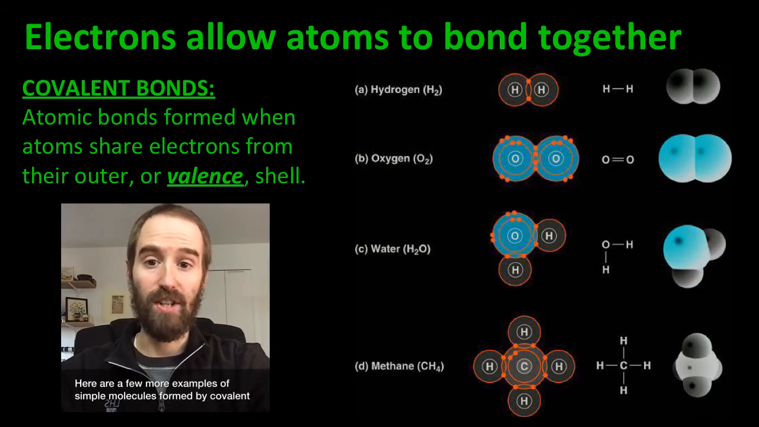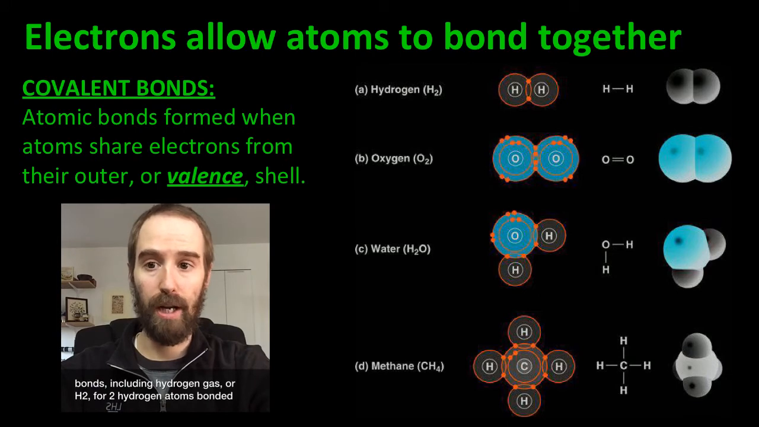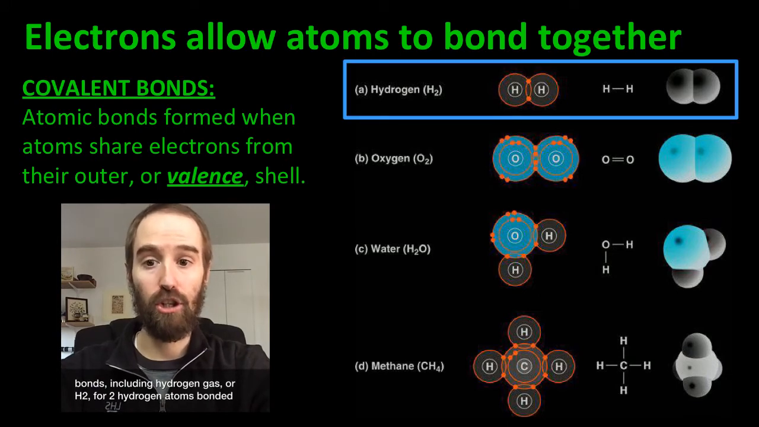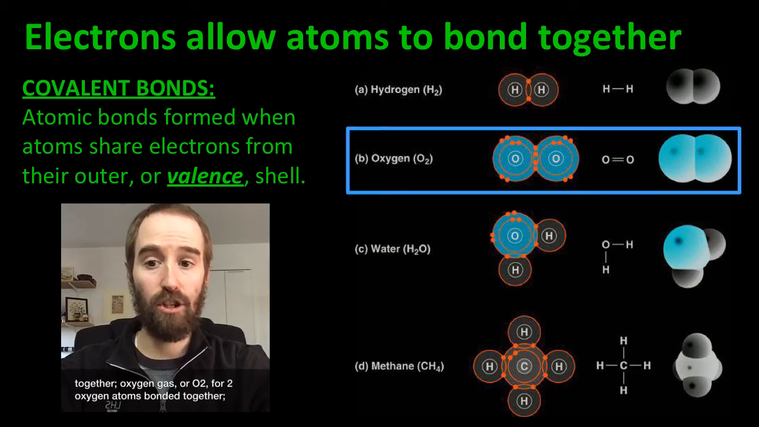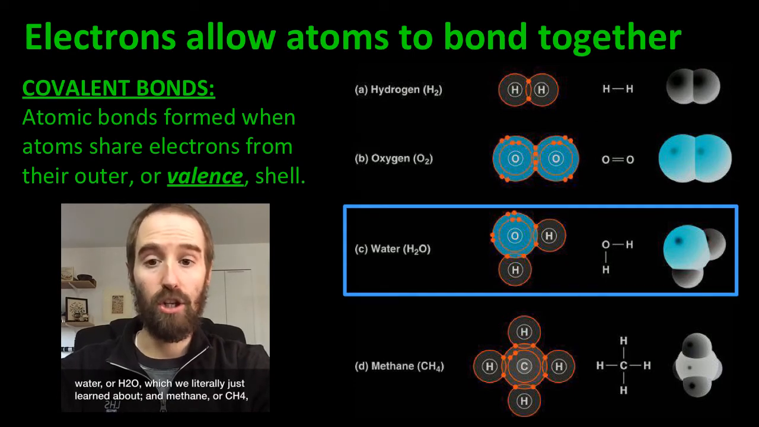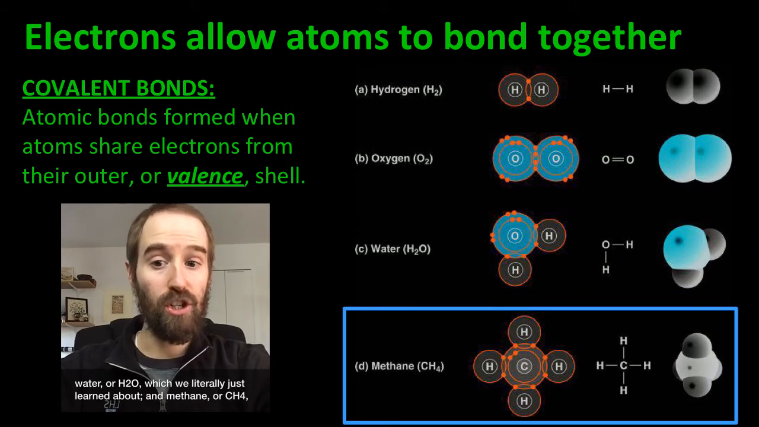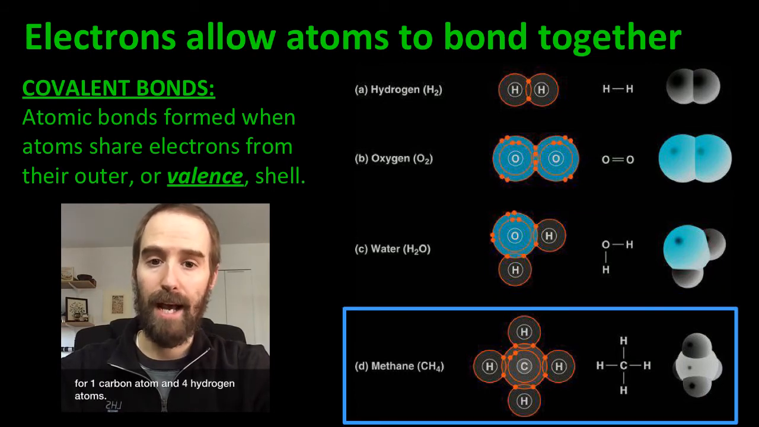Here are a few more examples of simple molecules formed by covalent bonds, including hydrogen gas, or H2, for 2 hydrogen atoms bonded together, oxygen gas, or O2, for 2 oxygen atoms bonded together, water, or H2O, which we literally just learned about, and methane, or CH4, for 1 carbon atom and 4 hydrogen atoms.